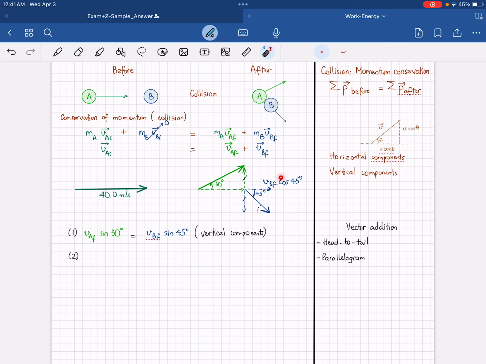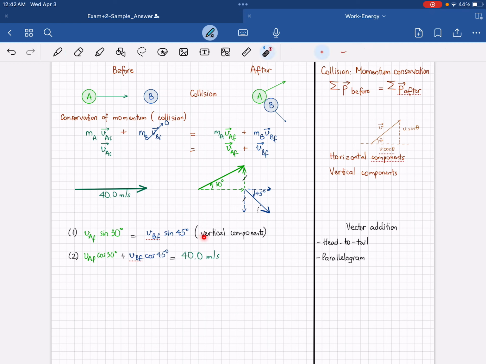the cosine of the angle that it is adjacent to, right? This one. So this is the length of this one, and then for the VAF here, that should also be cosine of 30 degrees. You see that this is the one, right? Because this is adjacent to this angle. Then these two added together would make the initial velocity, which is 40.0 meters per second.